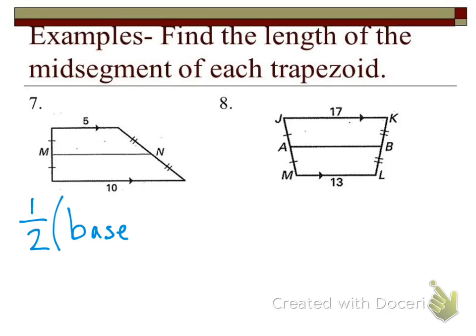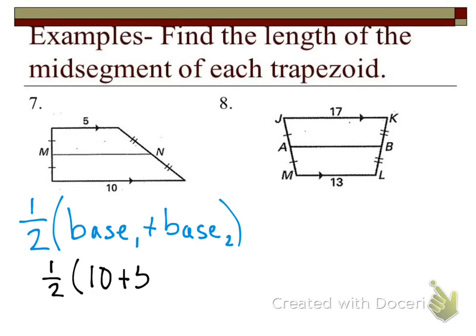base 1, that just means one of your bases, plus base 2, that just means your other base. It does not really matter which base you use for either one. They're interchangeable because we're adding them. I usually use the bottom base as base 1, and then this is base 2, but really it doesn't matter. Essentially what you're doing here is you're finding the average of the 2 bases. So we're going to add the bases together. So the bases here are 10 and 5. When you add those together, you get 15. And then you're multiplying by 1/2, which is the same thing as dividing by 2.